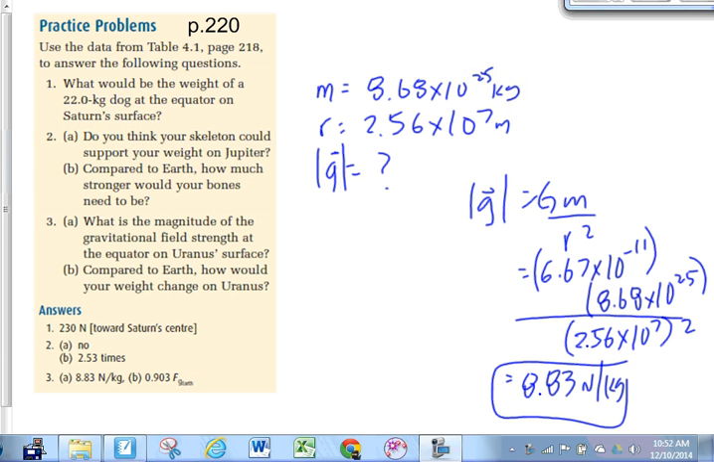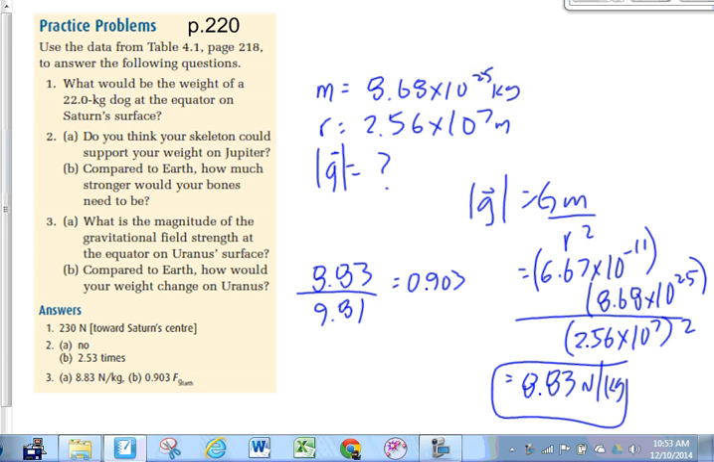Compared to Earth, how would your weight change? Well, compare means divide, right? So we're going to divide the gravitational field strength on Uranus, 8.83, by the gravitational field strength on Earth. We won't recalculate the field strength on Earth. We'll assume that it's 9.81, although we could calculate it in the exact same way as we did here for Uranus. 8.83 divided by 9.81 gives me 0.903, okay? Which means you could say it's a ratio of 0.903 to 1, or it's 0.903 times the field strength caused by the Earth.